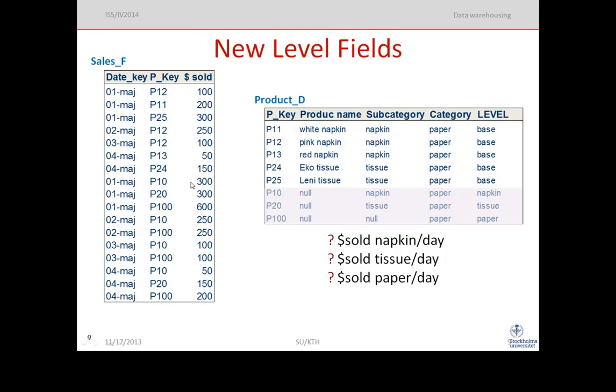However, of course we can also look at the next level, the paper category. If we summarize by category, we see that on the 1st of May we have sold 300 napkins and 300 tissues as well. So that means 600 together, and then we can go to P100 on the 1st of May and see that it is 600. So this is on another level.